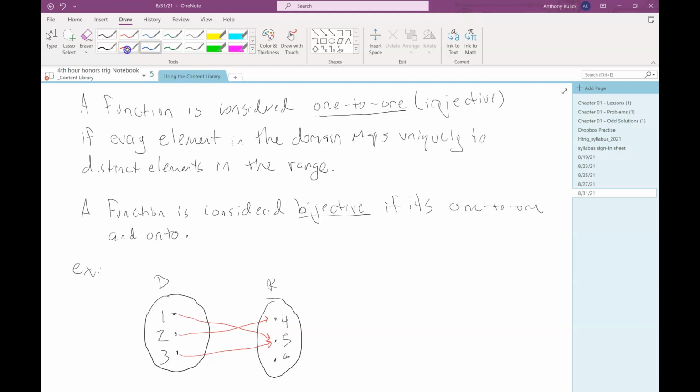So this function here is not onto because we have some things in the range that are not used. In this case specifically, it's the number 6. Okay, so onto just means the entire range is used.